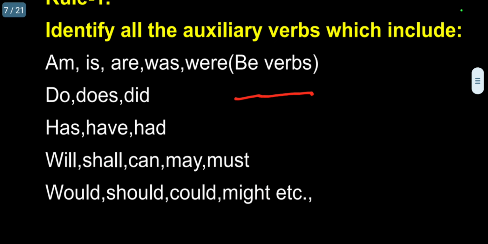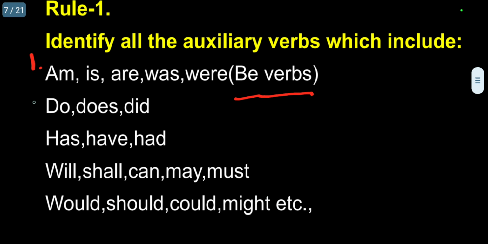Whereas, for the same I, when you go for other auxiliary verbs, it will take the plural verb, not singular. Say for example, do: I do. It will not use does, singular. I have, I will, like that. So this is the interesting information you must know. This is type 1. Kindly follow.